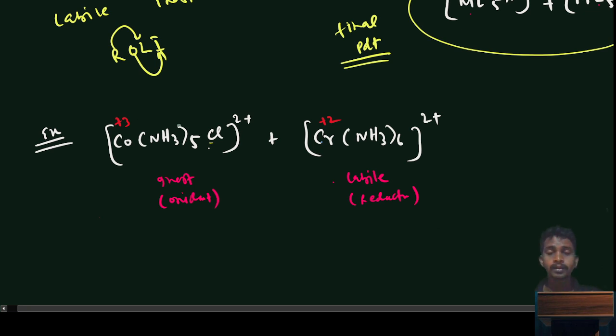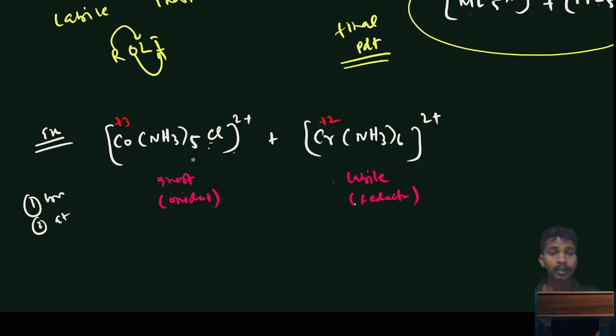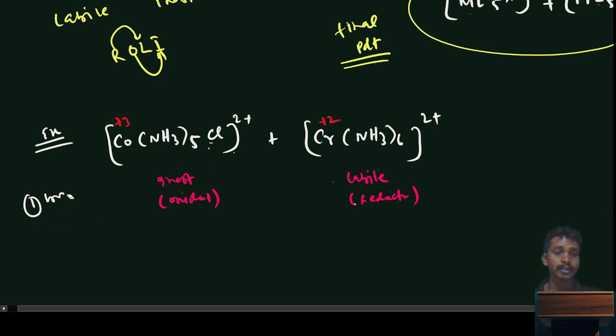Now we will do the inner sphere mechanism. The first condition is that a bridging ligand should be present, and the second condition is that at least one has to be labile. One is labile, the bridging ligand is also there, and it is with the oxidant, so both conditions are satisfied.